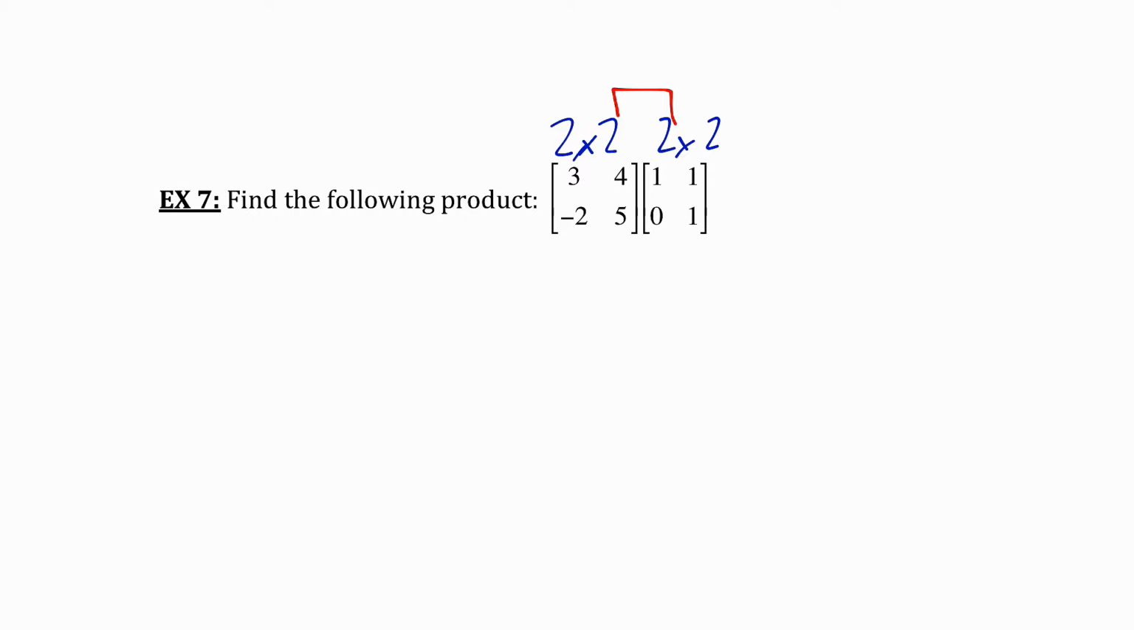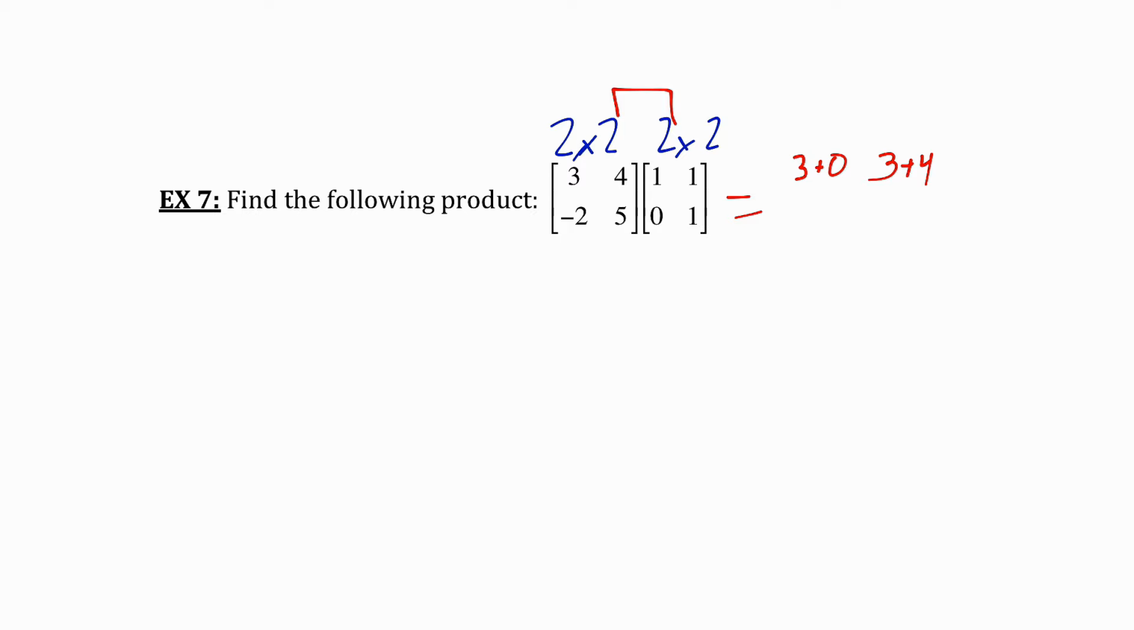So going through it slowly, I'm going to label a little bit less, but I'm going to emphasize what I'm writing down. We're going to do this first row by this first column, so rows of the first matrix by the columns of the second matrix. We start with 3 times 1, which gives us 3, and then plus 4 times 0, which is plus 0. Next one, same row, second column: 3 times 1 gives us 3 again, and 4 times 1 gives us 4, so we have 3 plus 4.